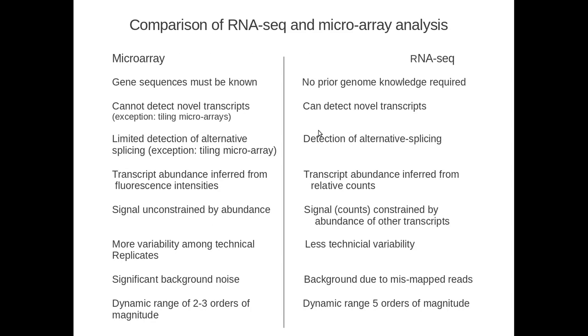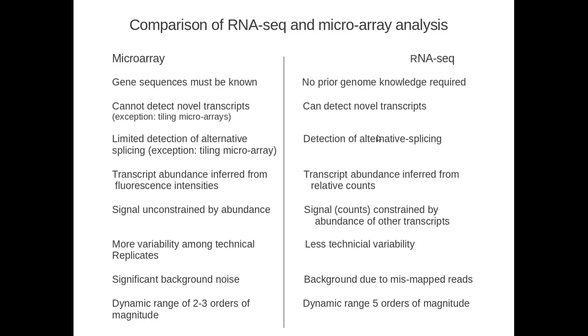This is just really quick, for those of you who have done some microarray analysis in the past, or are familiar with microarrays like many of us have been for a very long time. Just a few things to highlight here. Gene sequences must be known, right? The probes to build your microarray, with the possible exception of tiling microarrays, where you essentially build a probe for every position in the genome, are very expensive, and only used in humans and a few model organisms. We essentially cannot detect novel transcripts except potentially with the tiling microarrays.